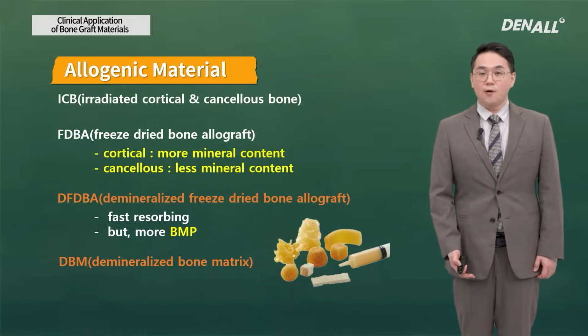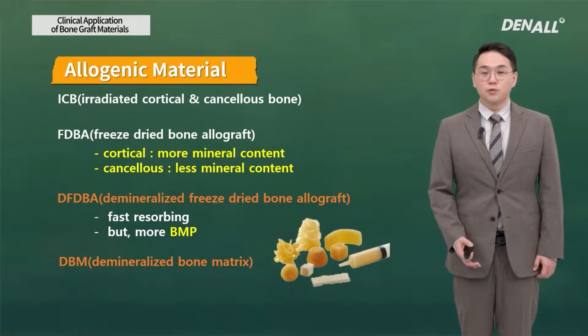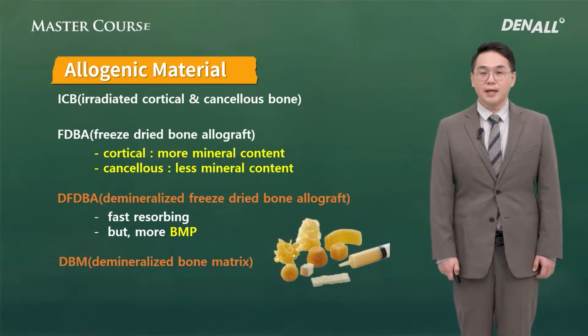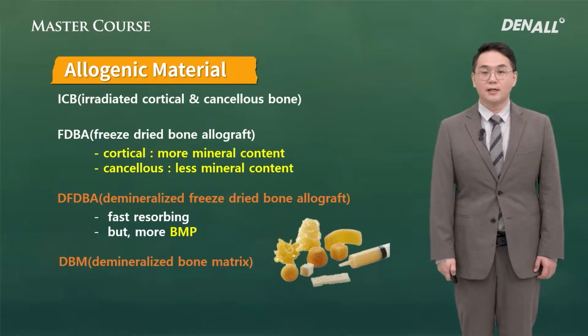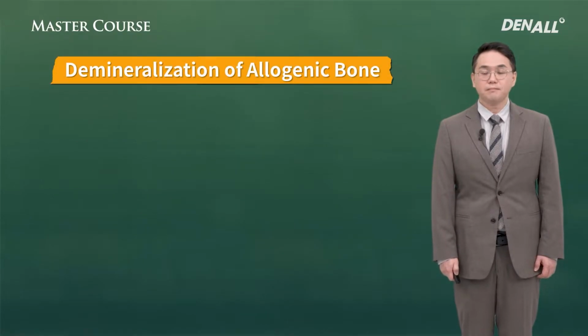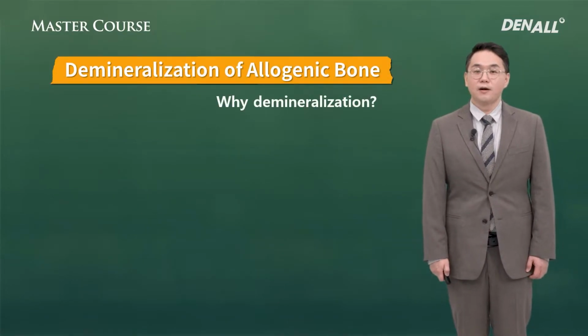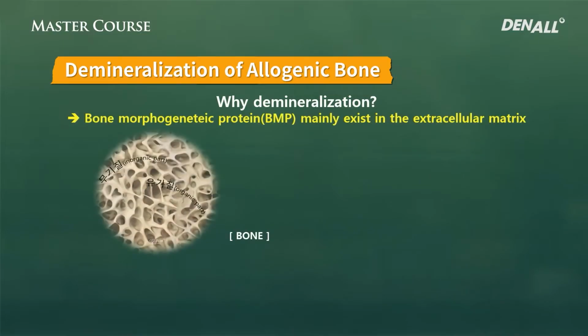We need to keep in mind that allogenic material includes organic material. Antigenicity should be removed. Why demineralization? To use a certain component in the organic material. BMP is the main one. It stands for bone morphogenic protein.